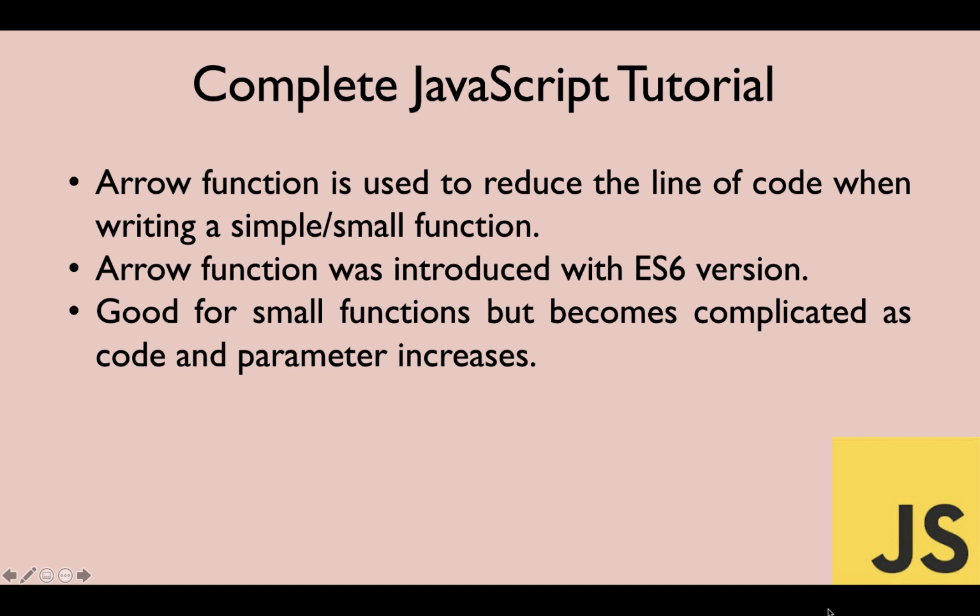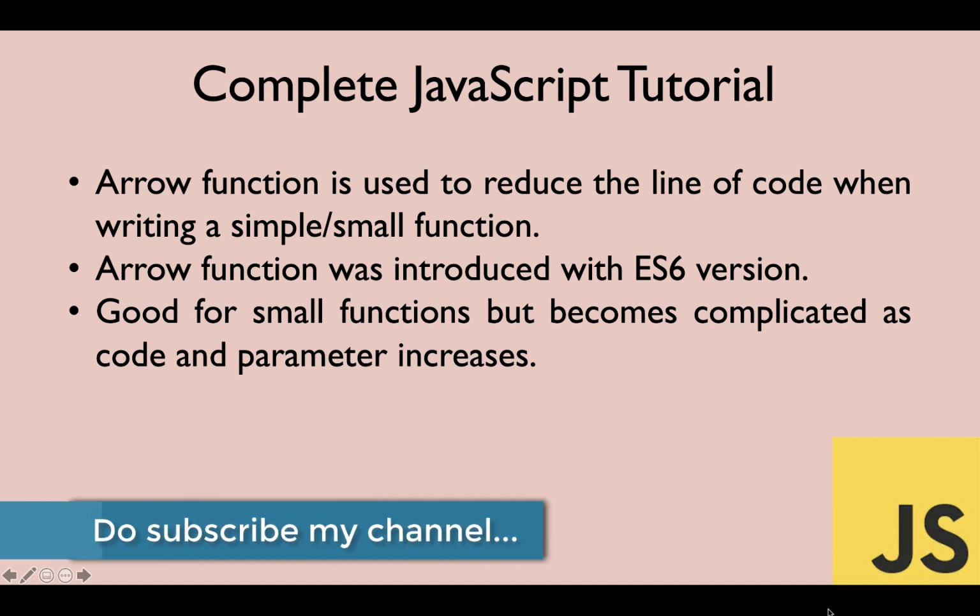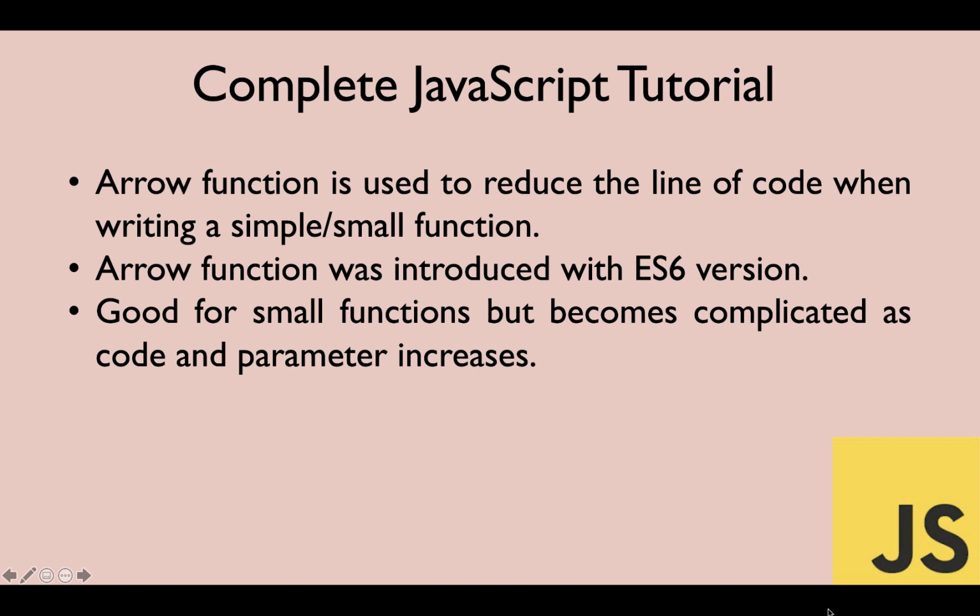Arrow function is used to reduce the line of codes when writing a simple or a small function. An arrow function was introduced with ES6 version. So when you write a small function, it is recommended or it is good to write with arrow function because it reduces the line of code that is required. But when we have big and complicated functions, then it's difficult to write it with arrow function because the complication increases with the line of code and the parameter involved in that.